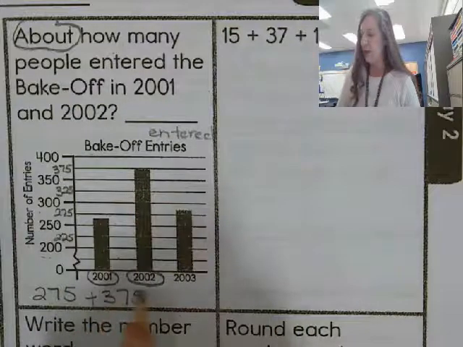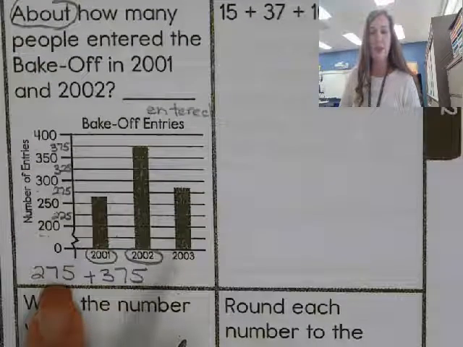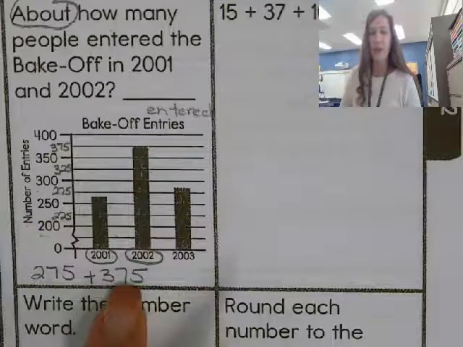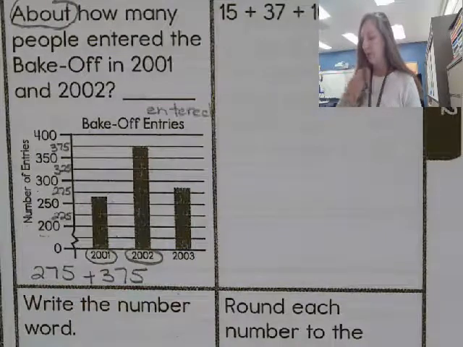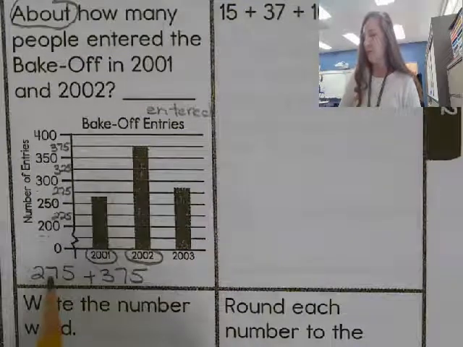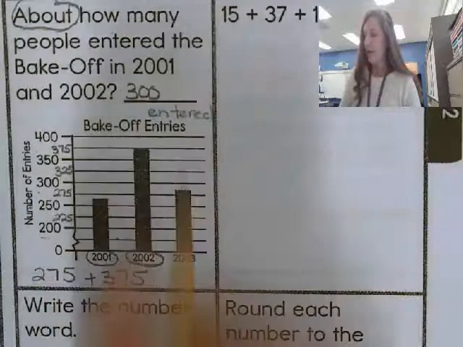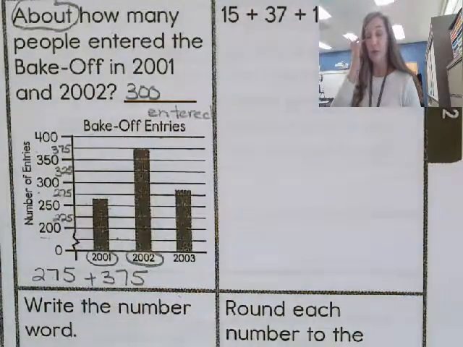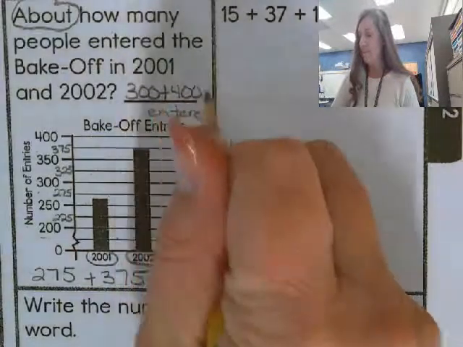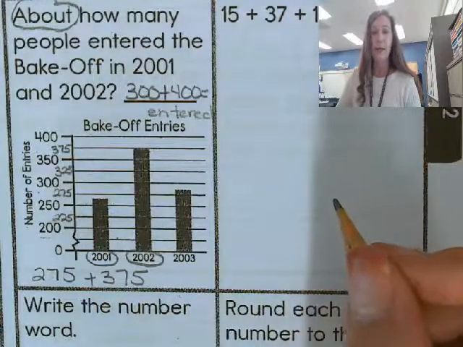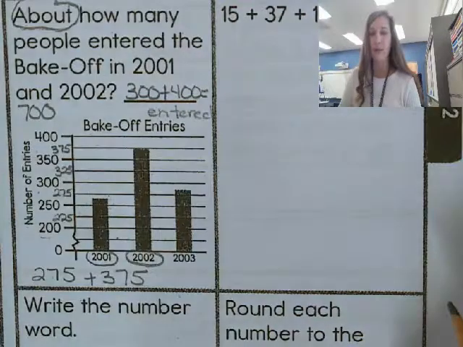Now, if we were going to round these to the closest 10 or the closest 100, we could do either of those. If I were going to round to the closest 100, 275 would round to 300, and 375 would round to 400, and when I add those together, I get 700, about 700 entries.